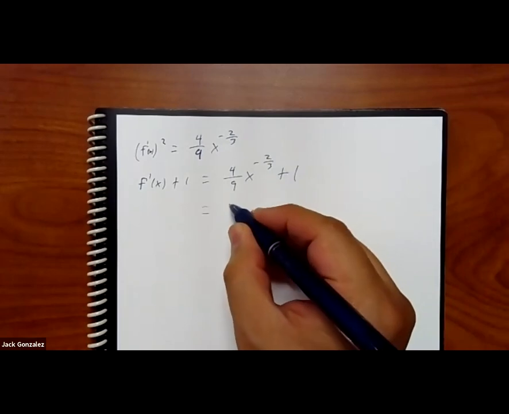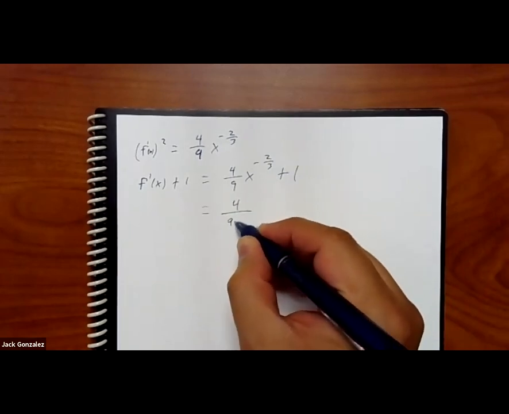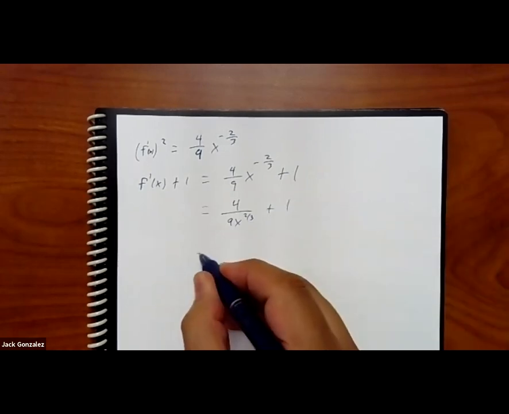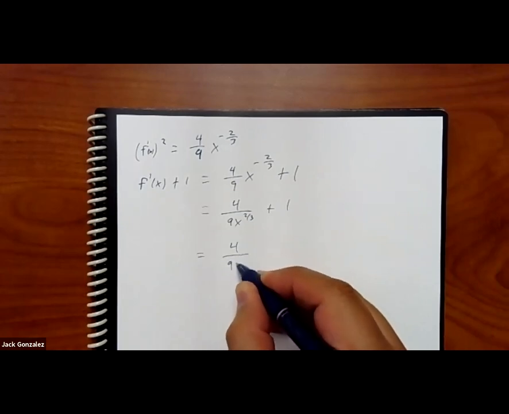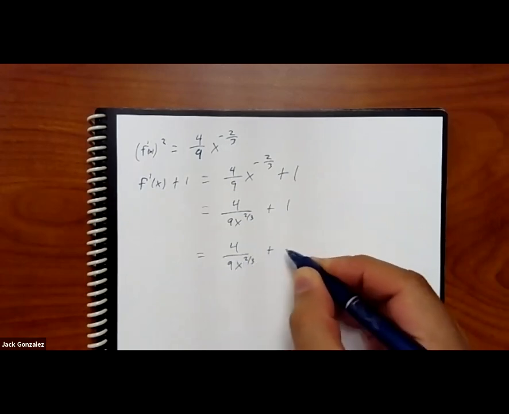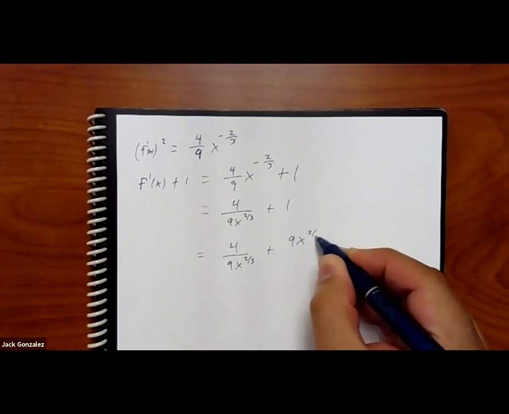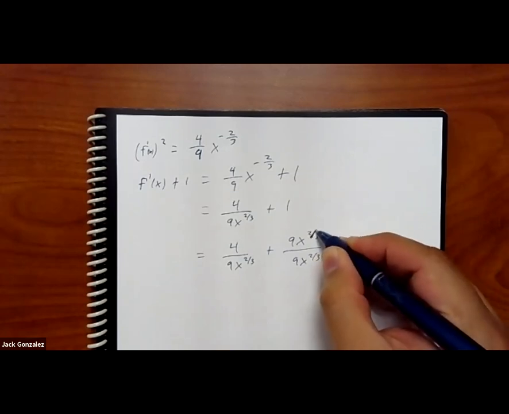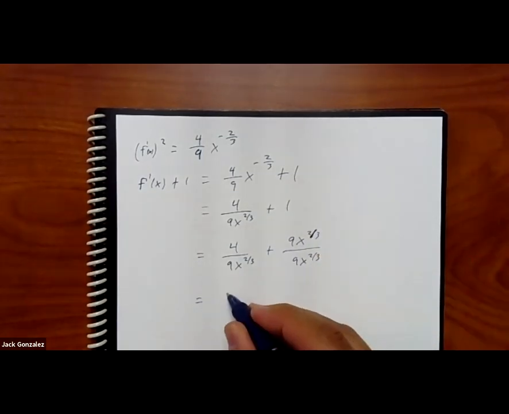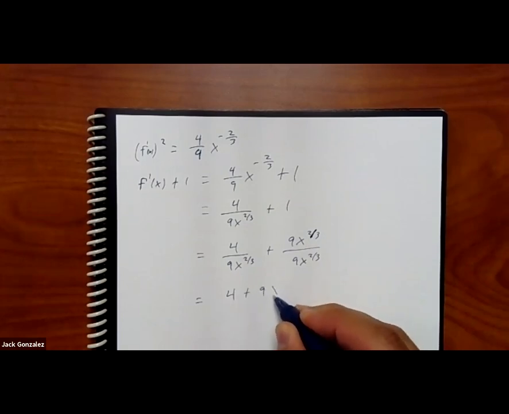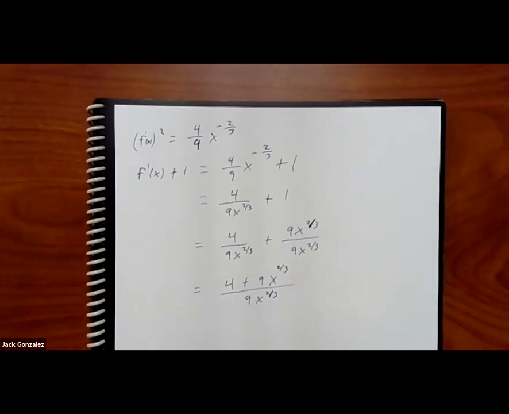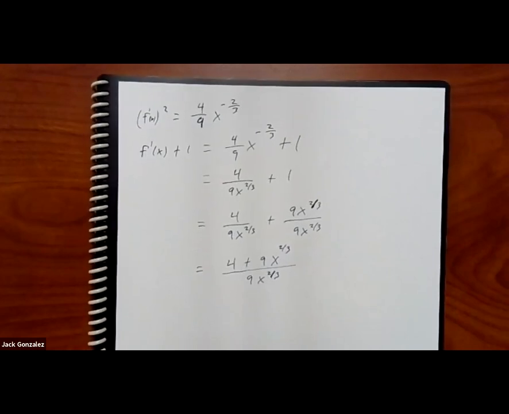Just deal with the negative. So that's going to be 4/9 x to the 2/3 plus 1. So now I need to get the same denominator and multiply the top and bottom by x to the 2/3. That would get me 9x to the 2/3 over 9x to the 2/3. Now we can add them together. So that'll be 4 plus 9x to the 2/3 over 9x to the 2/3. The bottom part can now get out of the root, but not the top.